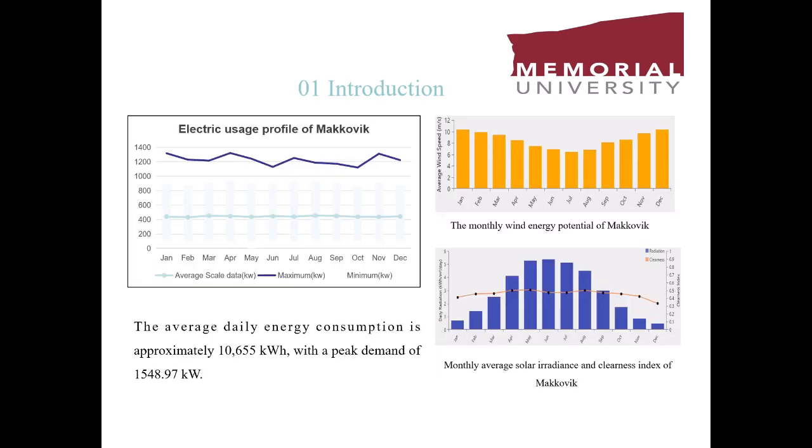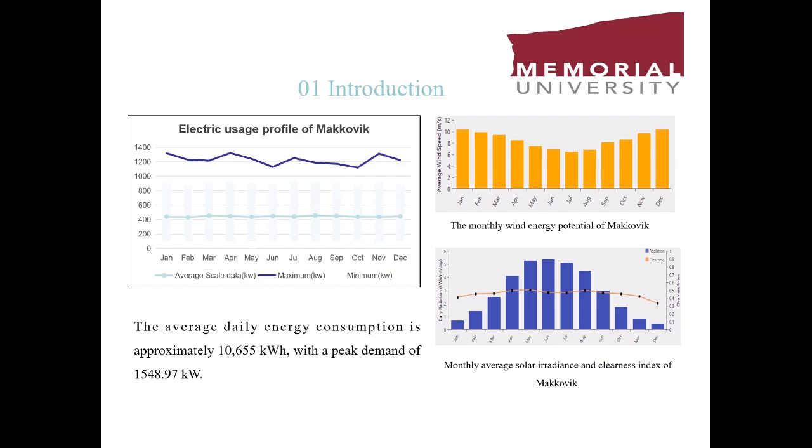This is the data we collected from open data and from HOMER Pro. Modeling the load profile is essential for determining the optimal sizing and selection of renewable energy sources. Since public data on Makkovik's power usage was not available, a load profile was created by adjusting data from a similar community, considering the number of homes in each area. As a reasonable estimate, the average daily energy consumption is nearly 10,655 kilowatt hours, with a peak demand of 1,548.97 kilowatts.